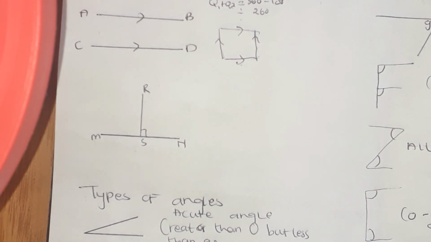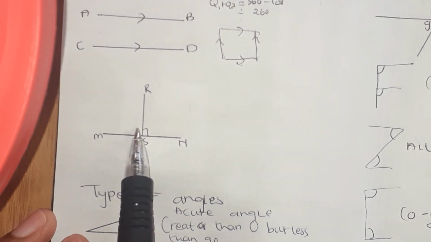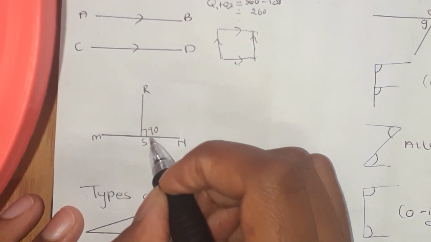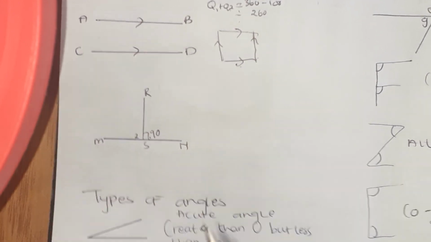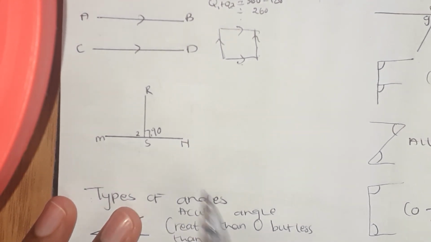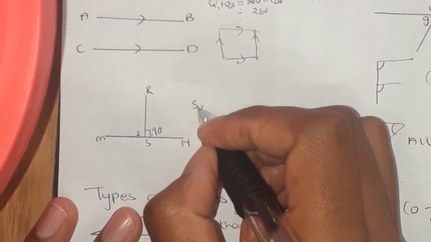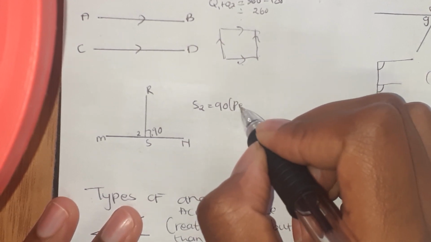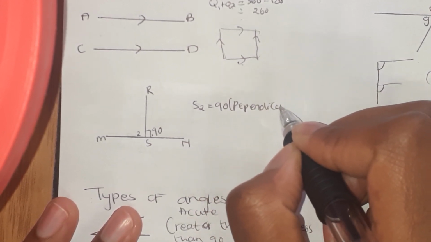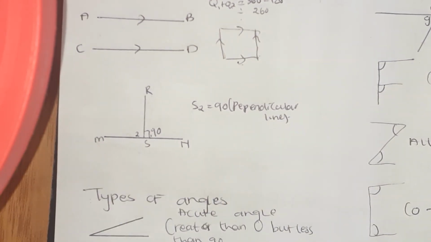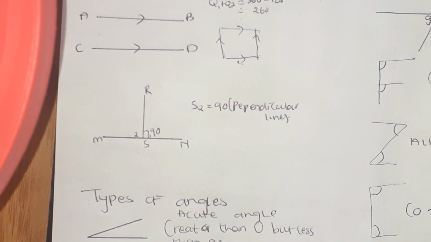Perpendicular lines are lines that form 180 degrees. So it's 180 here. So you have this line here, it's 90, right? This is S1 and this one is S2. And what are you asked to find? Find S2. What are you going to say? You will say S2 equals 90. Why? Because they are perpendicular lines. Those lines are perpendicular. They are both 90 degrees.